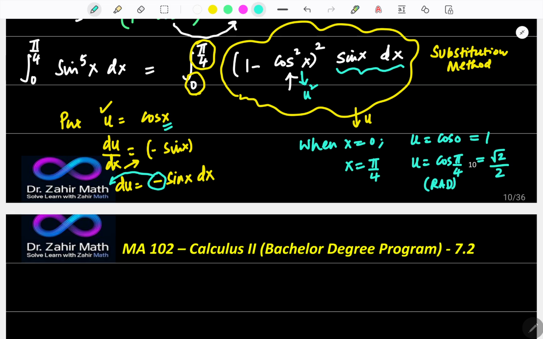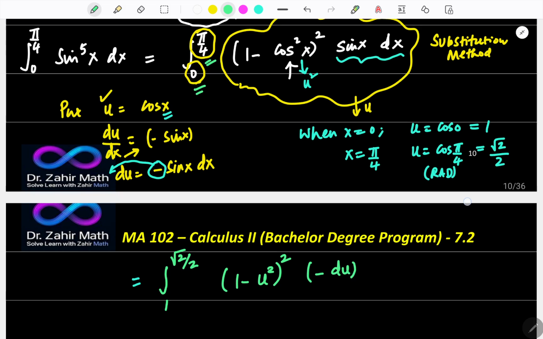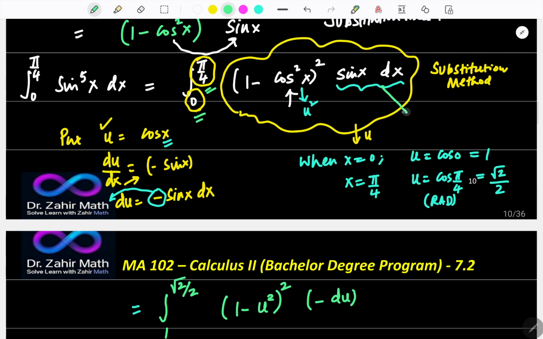Okay? Right. So now we are going to change it. So what happens to the integral? The integral, which was from 0 to pi by 4, now changes to 1 to square root of 2 divided by 2. Right? And then 1 minus u square to the power of 2. Right? And then you will get this one, minus du. This part is what? sine x dx is minus du.